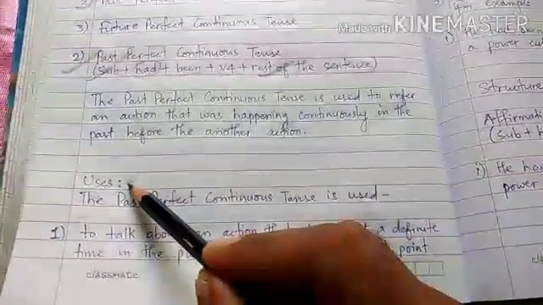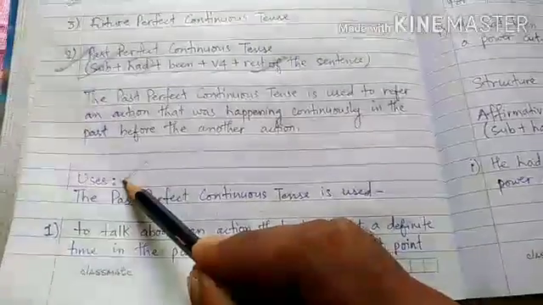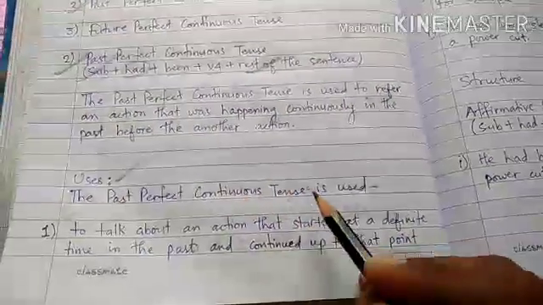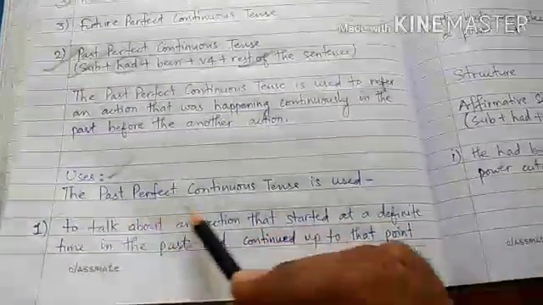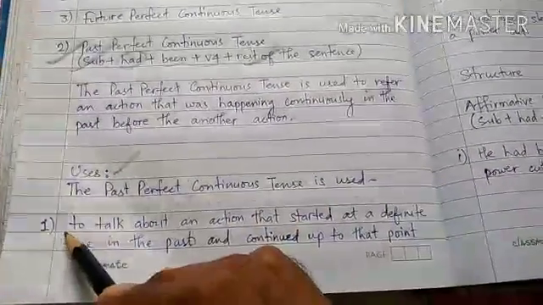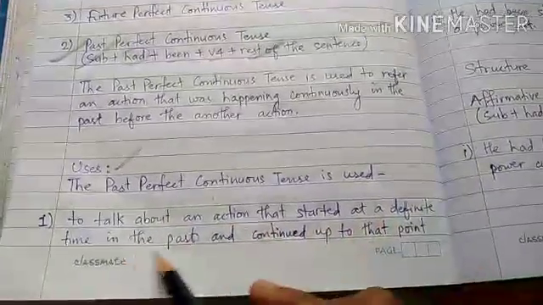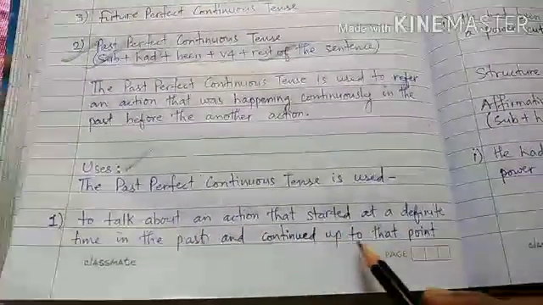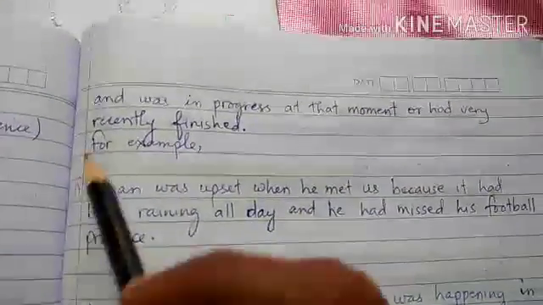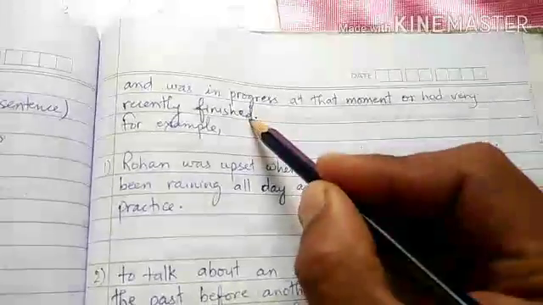I hope you have understood the sentence structures in the affirmative form. Now let us have a look at the uses of the past perfect continuous tense. The past perfect continuous tense is used, number one, to talk about an action that started at a definite time in the past and continued up to that point and was in progress at that moment or had very recently finished.